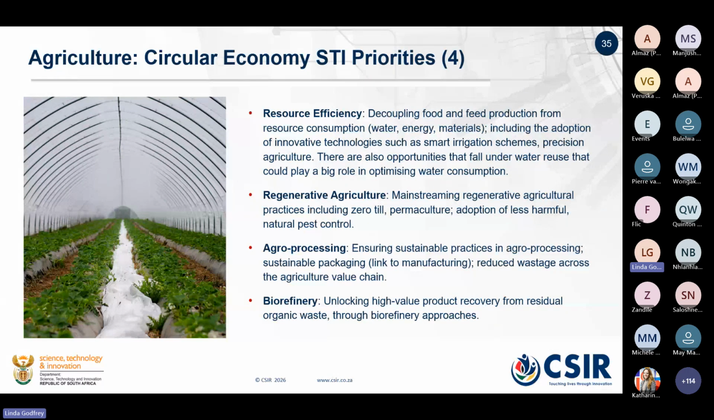The third is around agro-processing. So that's got a very close link to the manufacturing sector. It starts to talk to issues around sustainable packaging. It talks to food losses and waste, for example, in the agricultural value chain. And then lastly, biorefinery. And here there's this very strong link back to the waste roadmap of how do we unlock high value products from these residual organic waste streams through biorefinery approaches. So all of those agri and agro-processing waste streams that you saw earlier, how do we unlock opportunity through biorefinery?